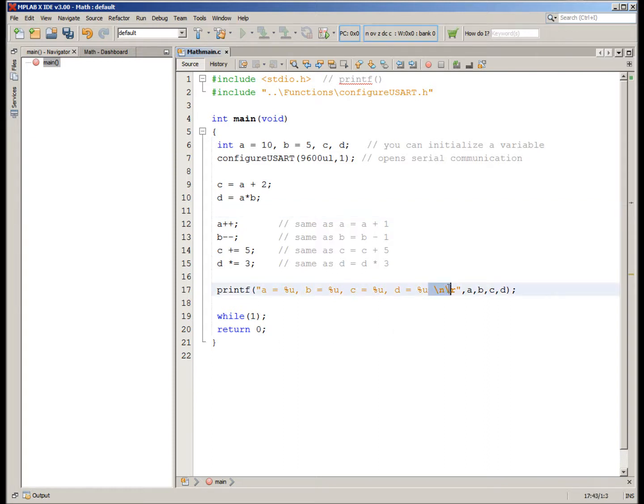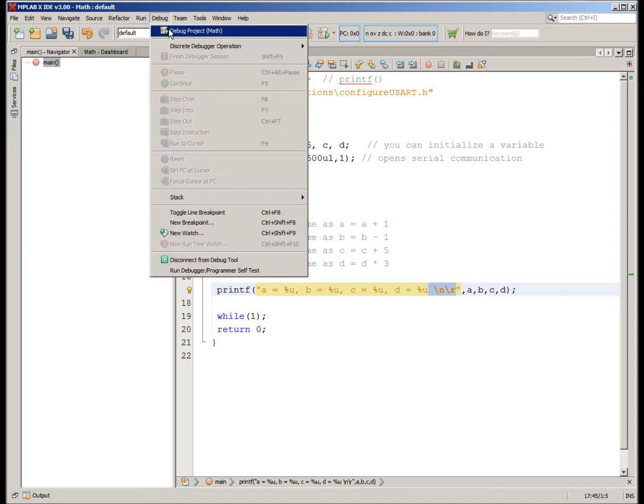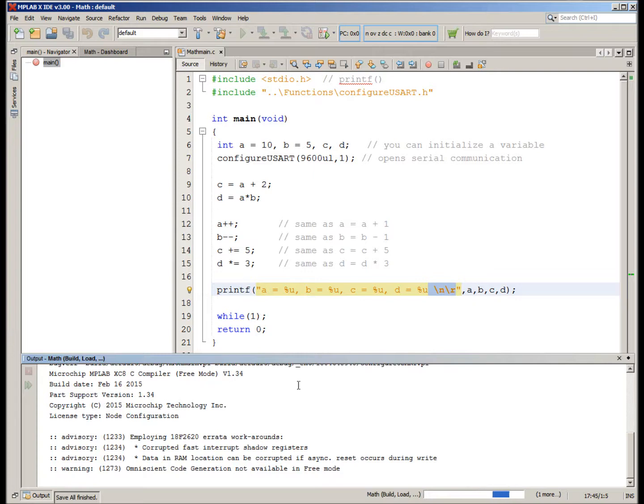Another little thing before we continue. \n\r are formatting characters in printf statements, and this stands for new line return. So when it prints once, it goes back over to this side. Before we had the lines printing across. This is just a nice bit of formatting to use. So let's debug this and see what we get.